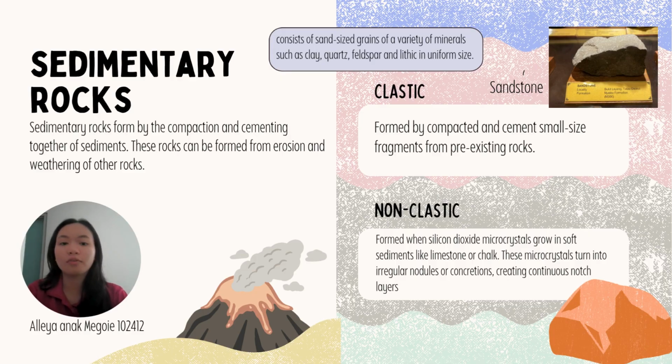An example of clastic sedimentary rock is sandstone. Sandstone consists of sand-sized grains of a variety of minerals such as clay mineral, feldspar, and lithic fragments in uniform size.